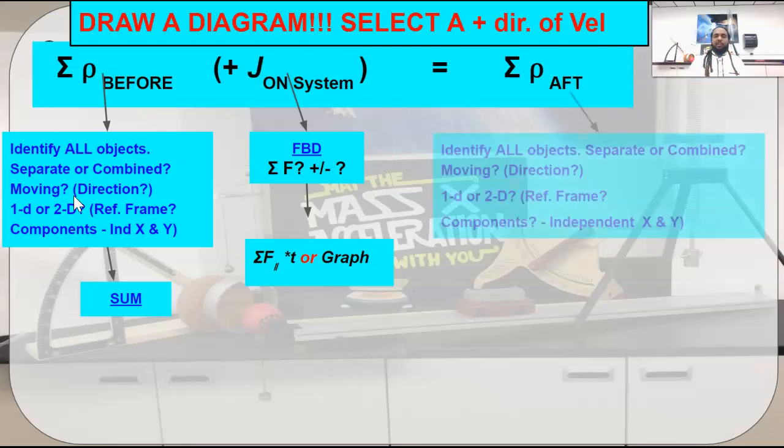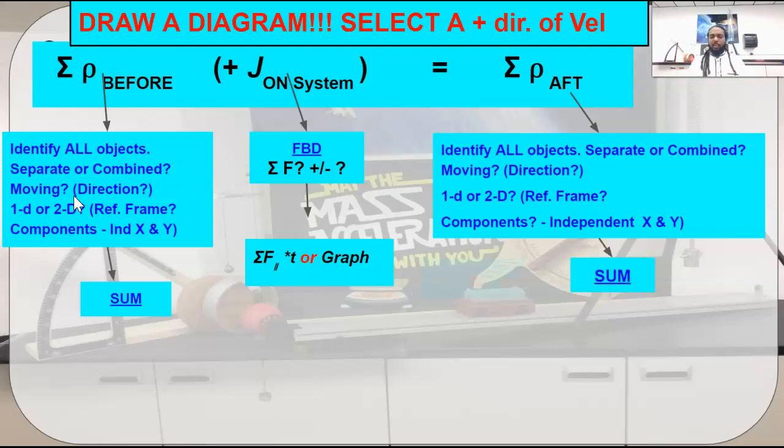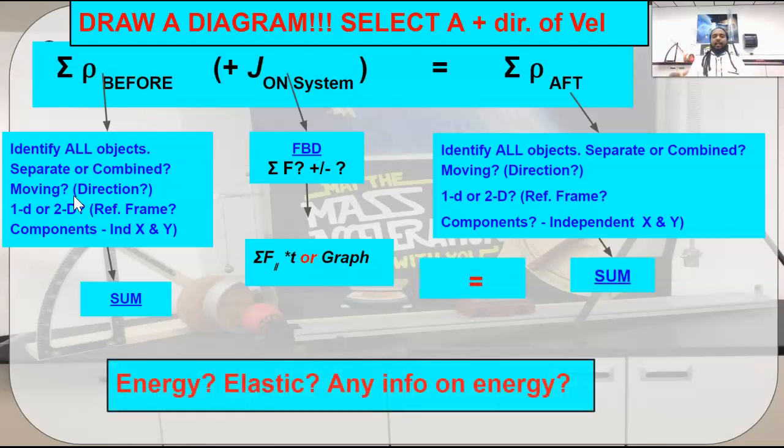For the total after, we do the same steps as before. We ask, what are all the objects? Are they combined now? Or are they still separate? What direction is each one moving in? Sum them up, equate them, and then you should have an equation or two from conservation of momentum.